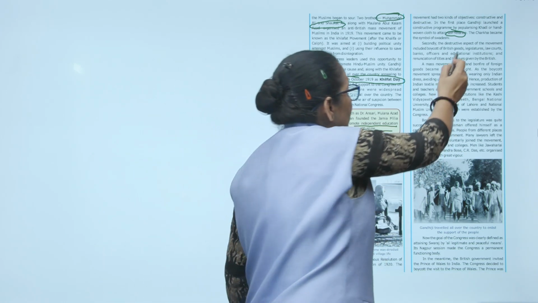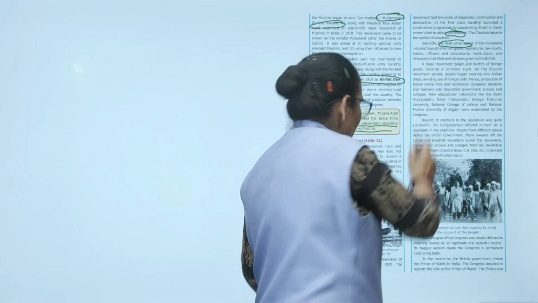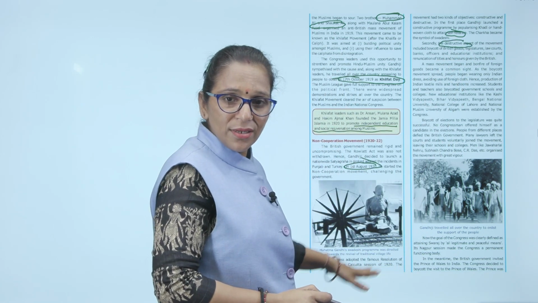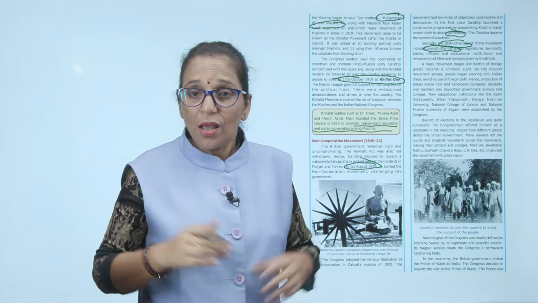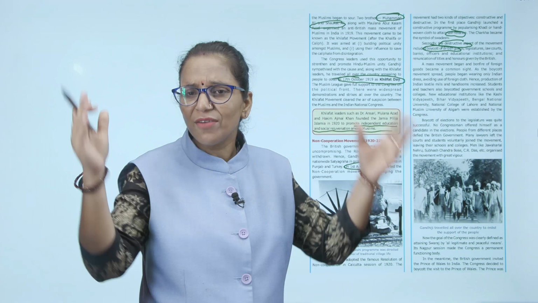And the second objective of the non-cooperation movement was the destructive aspect. First was the constructive aspect, and second is the destructive. The destructive aspect included the boycott of British courts, British institutions, British legislature, British officials and chambers, etc. The mass movement began and the bonfire of foreign goods became a common sight everywhere in India. Indian people avoided the use of foreign goods and started the production of Indian textile mills and handlooms.